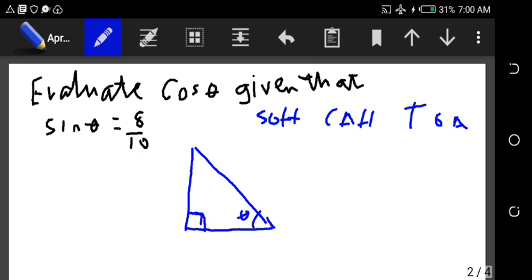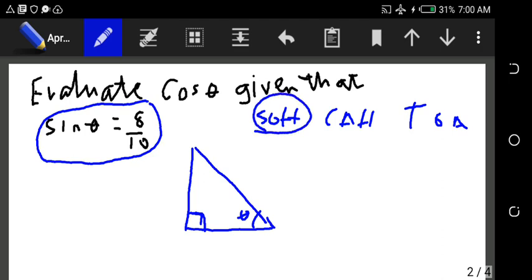Now considering this triangle, we have the theta here. Using the information provided, sine theta is equal to 8/10, and we know from SOHCAHTOA that sine evaluates the opposite over hypotenuse. So when we compare them, since sine is opposite over hypotenuse, and on this side we have 8/10, therefore 8 stands for the opposite and 10 stands for the hypotenuse.